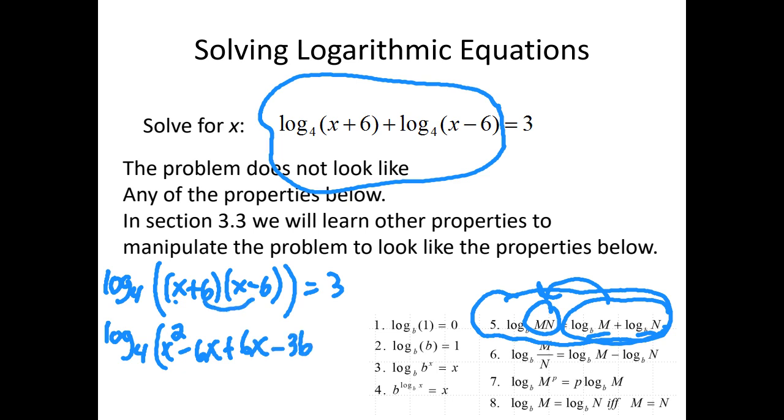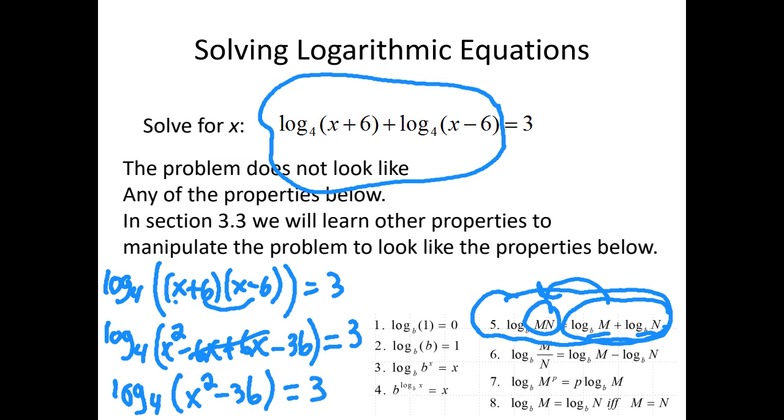Combine your like terms. So we have log 4 of x squared, the x's here cancel, minus 36 is equal to 3. Okay, so now we have one log.